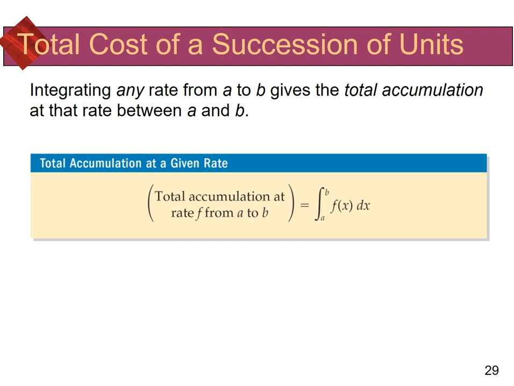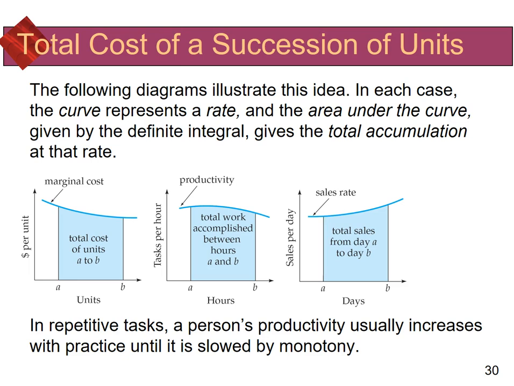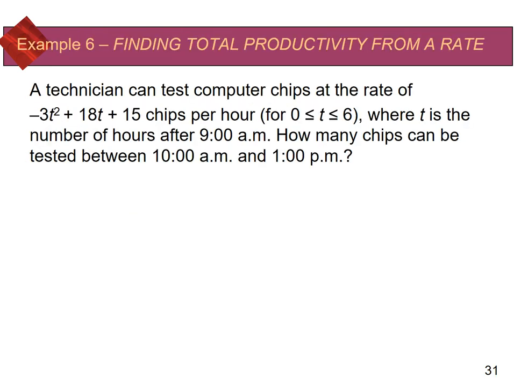Then I'm just going to do the definite integral between the two values that they mention. This goes into the same thing of what you can look at: productivity, sales rate, marginal cost. The area of marginal cost is total cost. For productivity, how many pieces per day or per hour you could finish, the area represents the total amount that you got done. If the function is the sales rate, the area tells us how many things were sold.